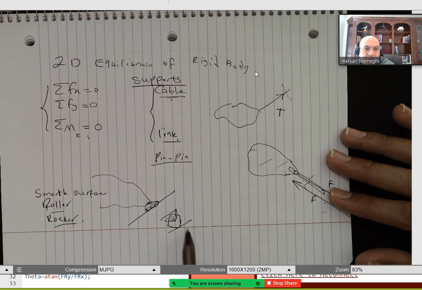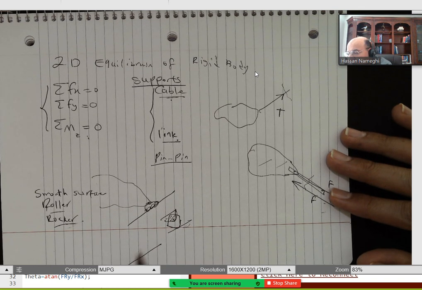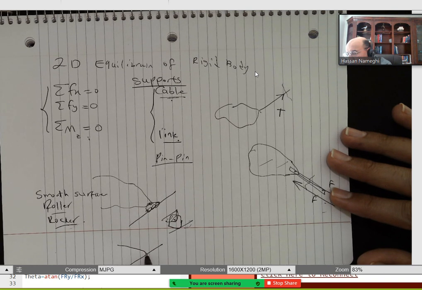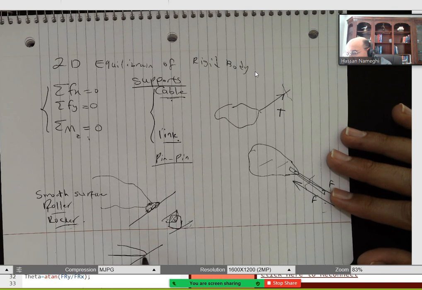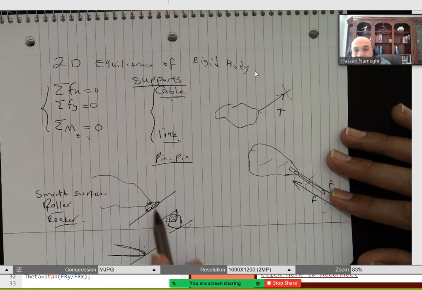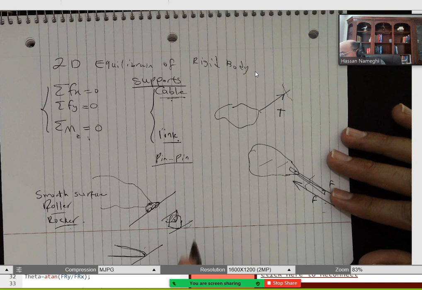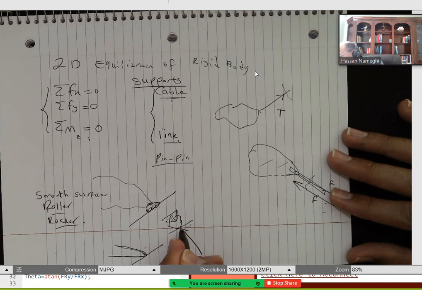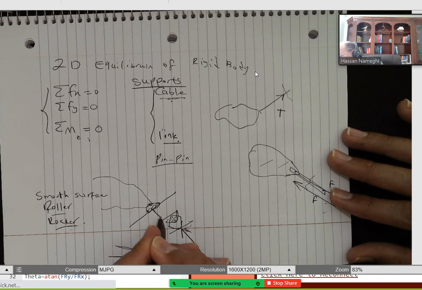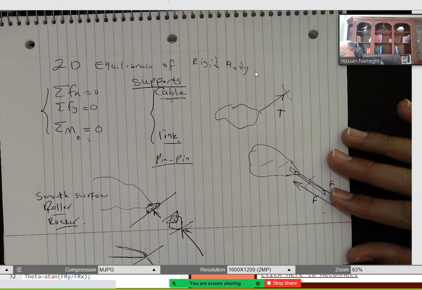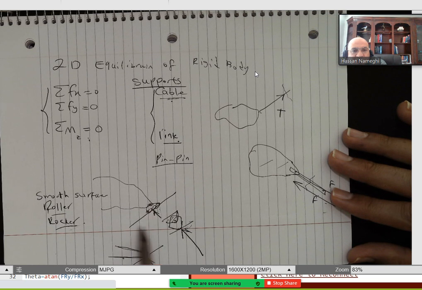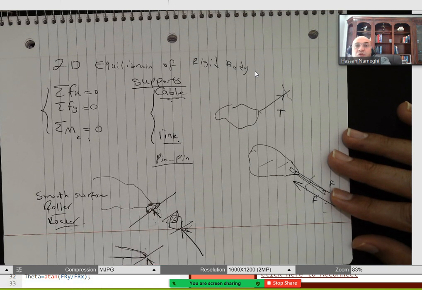So something like this. That's a rocker. That's a roller. Or simply a smooth surface, right? If you have a structure that smoothly stays here with no friction, in all these three cases, I have one force, and that force is perpendicular to the surface. So if this is the surface, this will be perpendicular to the surface. And that's why we call it normal. So a smooth surface, rocker, and roller. For these three cases, I'm going to have one force, and that force is perpendicular to the surface of the object.